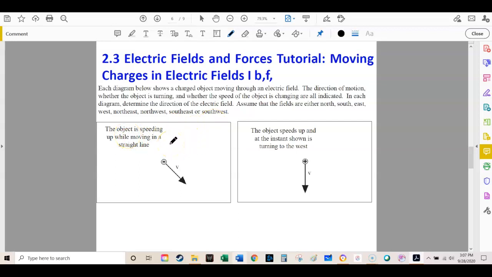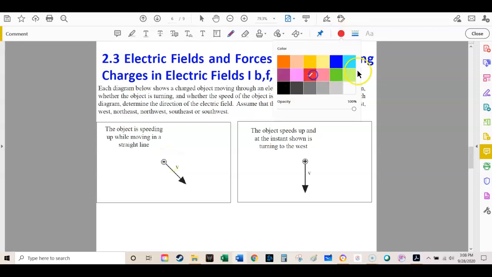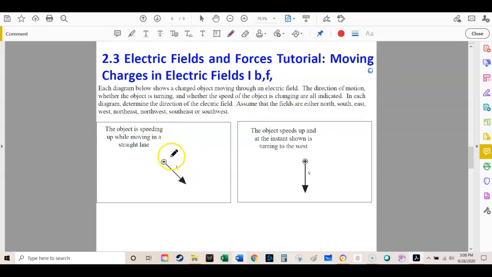And it'll be a constant, homogeneous electric field like that caused by a capacitor. So, for example, in this problem right here, you have a negative charge speeding up while moving in a straight line. So basically they're saying you have a negative charge that is going to be speeding up, which means it's going to have an acceleration vector in the same direction while it's moving in a straight line.